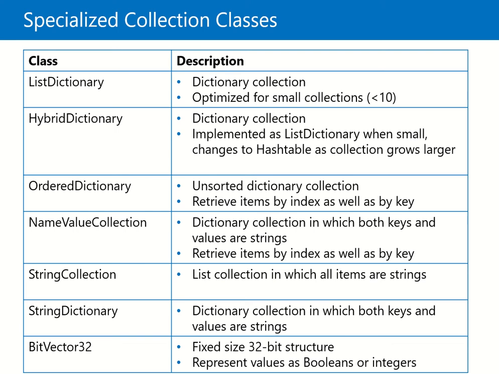StringCollection, like the name mentions, is a list class, so it's not a key value pair, it's a list. The collection in which all the items are strings.